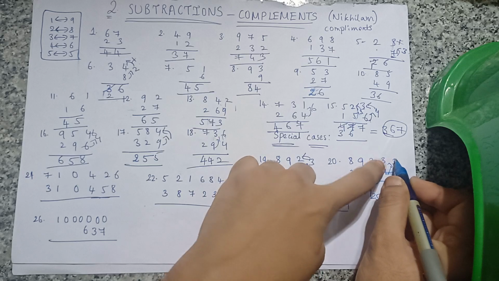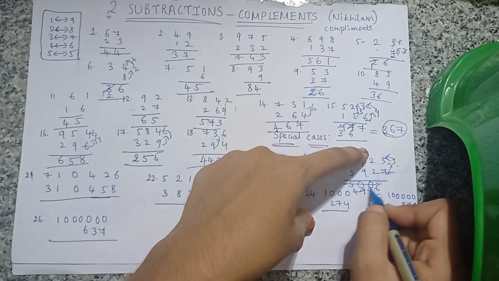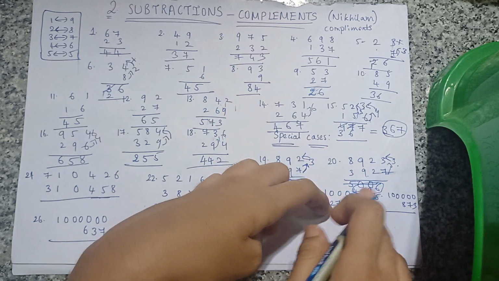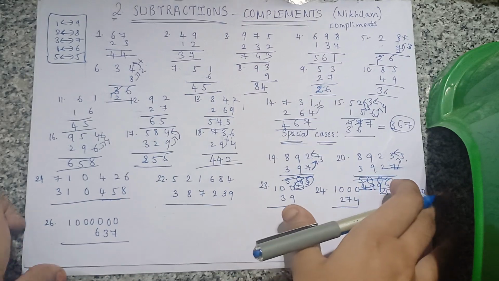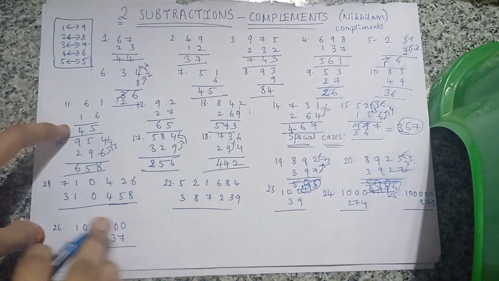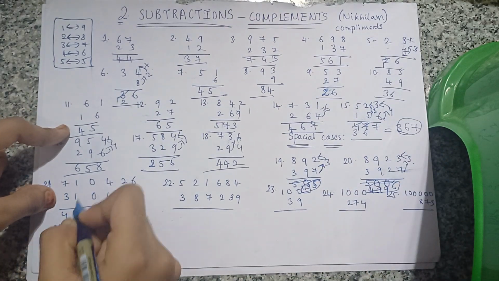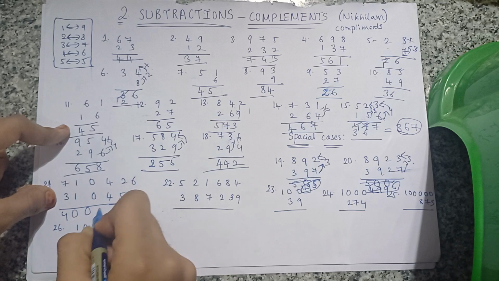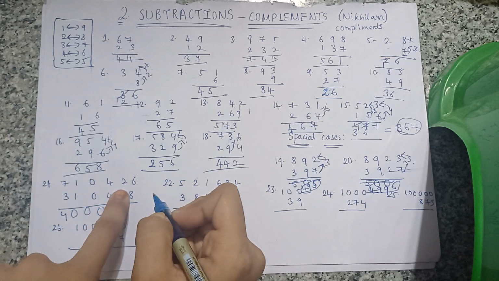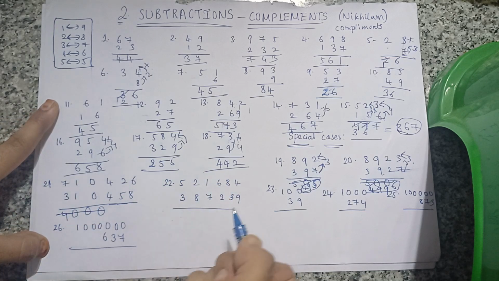Now the complement for 7 is 3. So you have to add 3 to this upper number. So 3 plus 3 is 6. Now this entire answer is 4996. And now coming to here, 7 minus 3, 4. 1 minus 1, 0. 0. Now since here you are getting mismatching, you have to subtract 1 from this entire one.